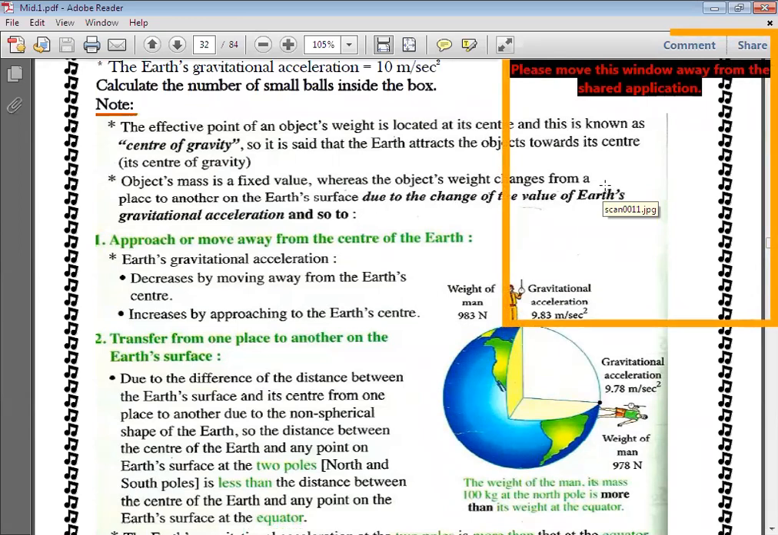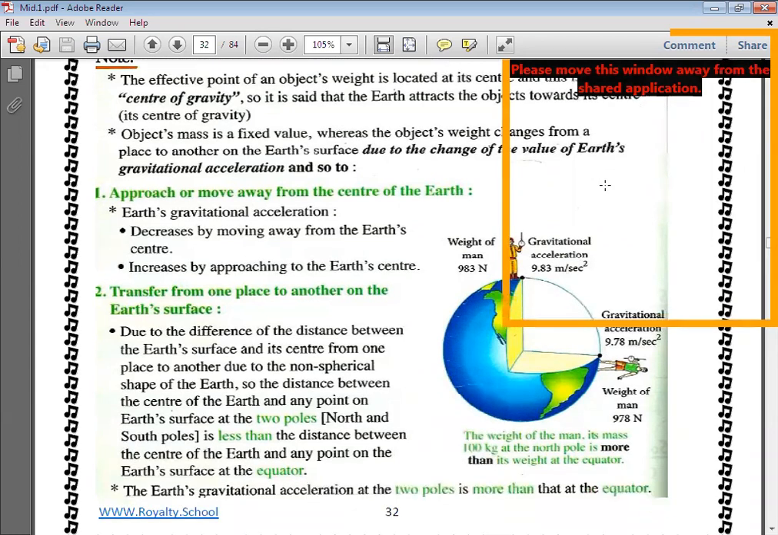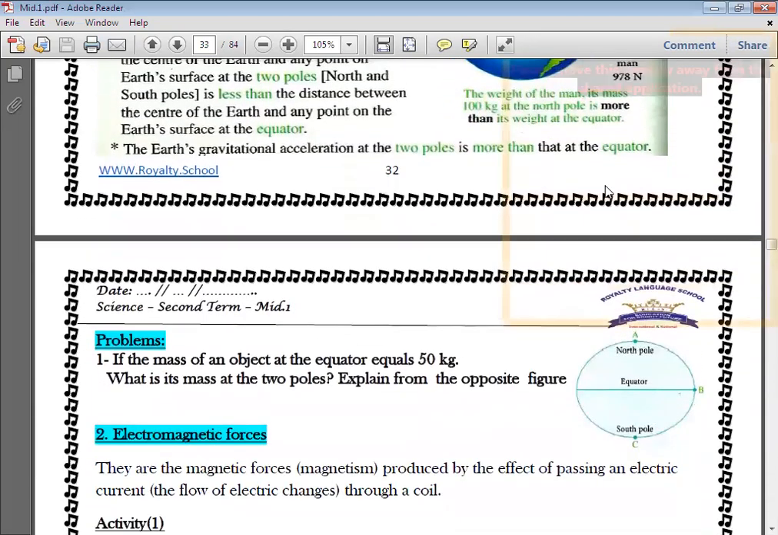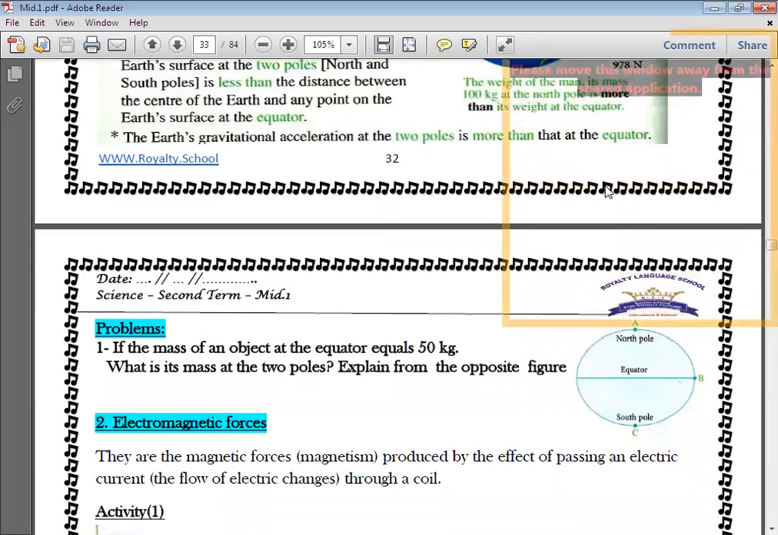So the distance between the center of the Earth and any point on the poles is less than the distance between the center of the Earth and any point on the equator. The gravitational acceleration at the two poles is more than at the equator. Gravity at the North Pole and South Pole is more than the gravity at the equator. In this problem, if the mass of an object at the equator equals 50 kilograms, what is the mass at the two poles? Well, it equals 50 kilograms, because the mass is a fixed value and doesn't change by changing the place of the object. Okay?